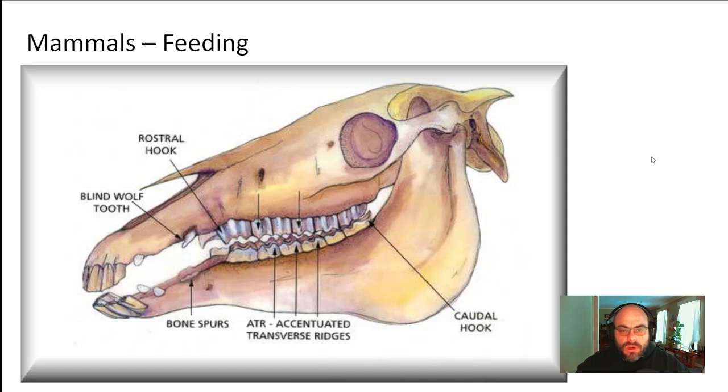Feeding. So mammal teeth and jaws are specialized according to their diet. There's a lot of words that we could use for teeth. We're not going to here. It's beyond the scope of this class. But you can see, and this is a horse, there are even different kinds of teeth. And so that's different.